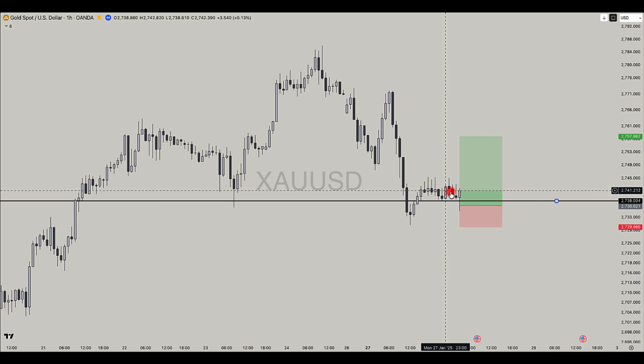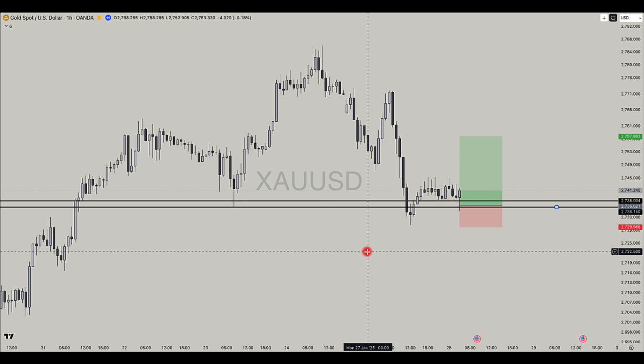Because price is respecting this zone, and we can also see a wick rejection here and here. But I also want to add another line here. Why am I doing this? Well, for one, support and resistance zones are not a finite line on a chart. In most cases, they are a zone.